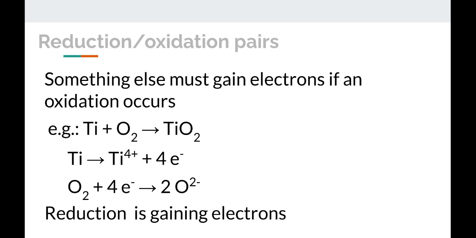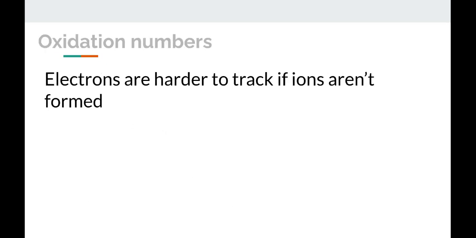So these are sometimes called redox pairs or redox couples because the whole reaction is both of them happening at the same time. It was pretty easy for us to track where the electrons were going when we saw ions being formed. Like iron becomes a 3+ ion, clearly it has to lose some electrons to become positively charged. Oxygen became a 2- ion, clearly it had to gain some electrons to become negatively charged. But electrons are harder to track if ions aren't formed. Like for example, when water is created from hydrogen and oxygen, there's no ions ever formed. This is a molecular compound made from 2 molecules. It's a little bit harder to track that.